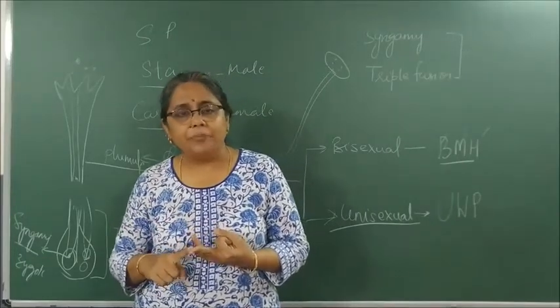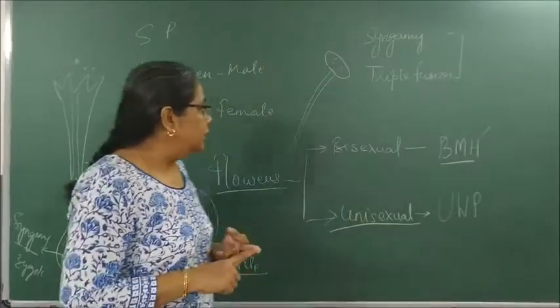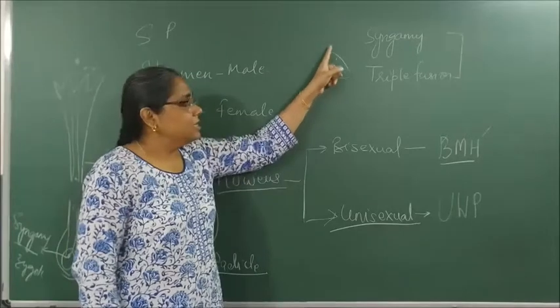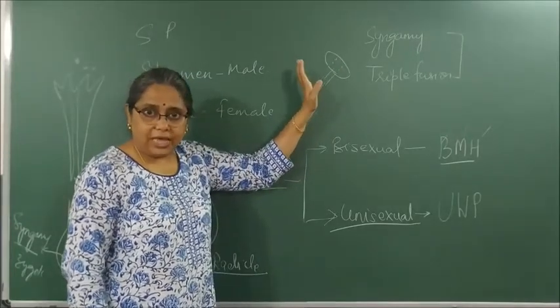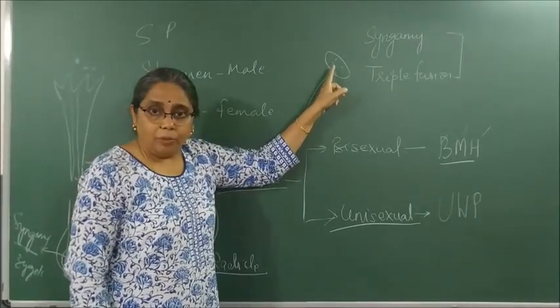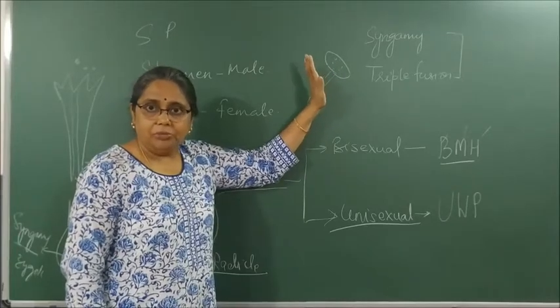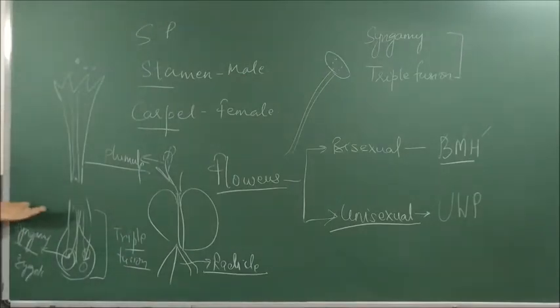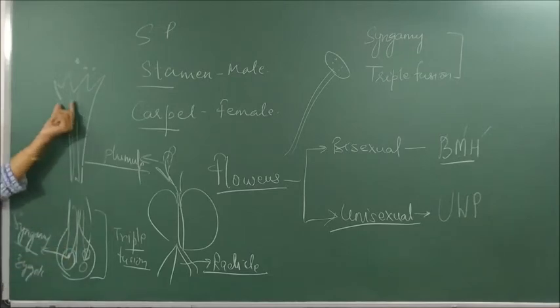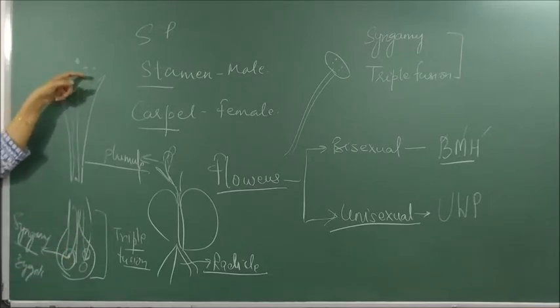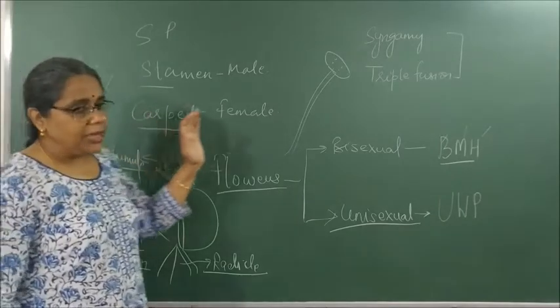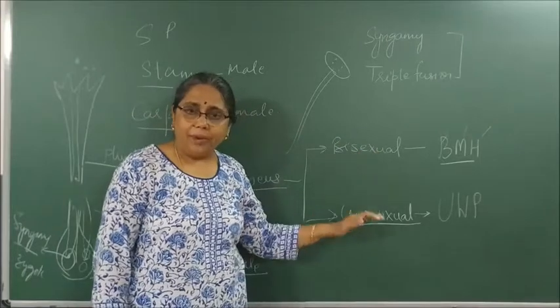Stamen is the male reproductive part of the flower. It consists of a stalk, which is called as the filament, and a sac, which is called as the anther sac. And it contains what? Pollen grains, the male germ cell. Fine? The female reproductive part of the flower is called carpel, which consists of an ovary, a long style, and a sticky stigma. Fine?